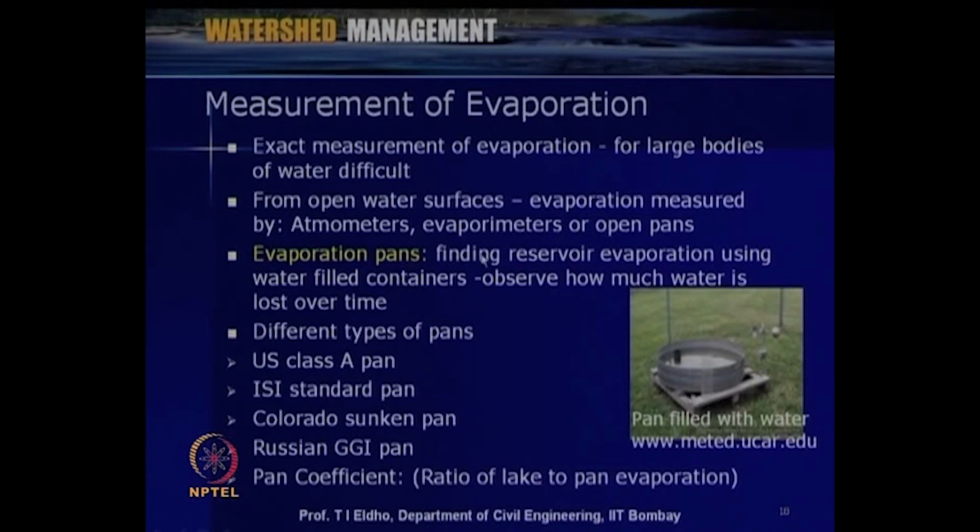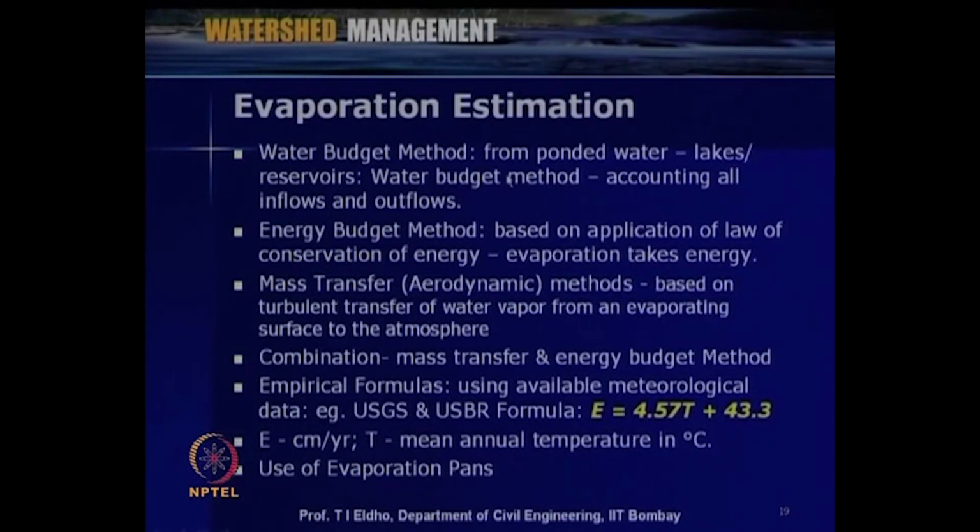So, evaporation pans give the evaporation using the water filled in containers like this. We can observe how much water is lost over time. Different types of pans are available, like US class A pan, ISI standard pan, Colorado sunken pan, Russian GGI pan, and so on. We can identify a coefficient called the pan coefficient, which is the ratio of, for example, lake to pan evaporation. We can then multiply by this coefficient to identify how much evaporation is taking place for the given water body, reservoir or lake which we consider.